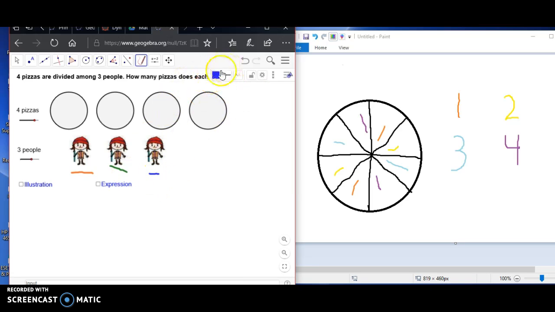The next step is we have to cut the pizza into 3 because there are 3 people. Since there's 4 pizzas, and not just one, we need to cut each of them into 3 slices.